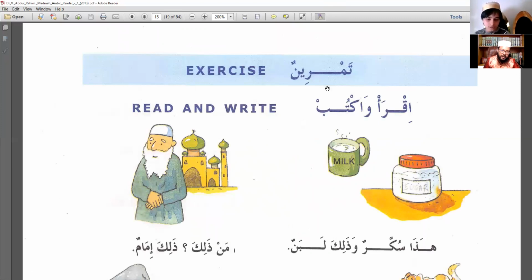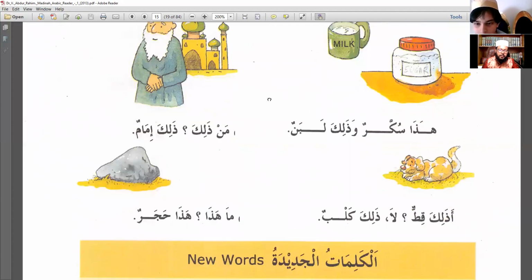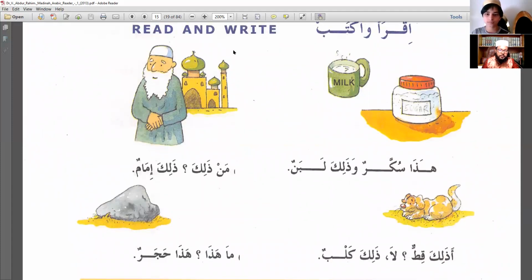Now it's the exercise. Look at this. In Arabic, tamreen. Tamreenun means exercise. Here you can see that read and write. Iqra means read, and waktub means write. Very good, mashallah. So now next.